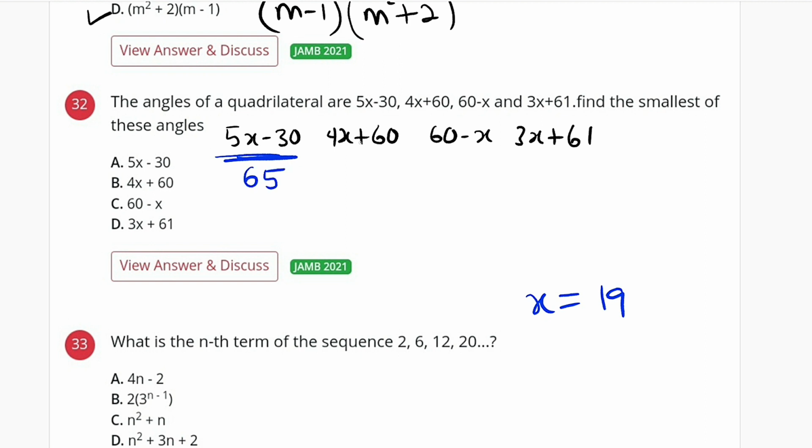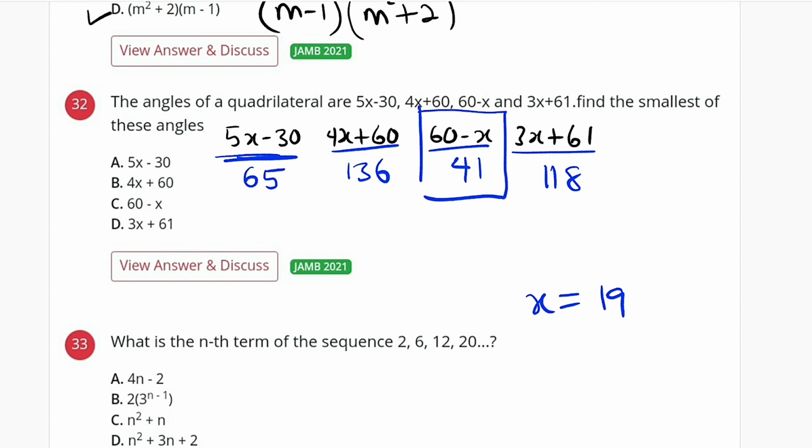The second one, we have 4 times 19, then plus 60. That will give us 136. Moving on here, we have 60 minus 19. That will give us 41. And lastly, we have 3 times 19 plus 61. That will give us 118. So what is the smallest here? The smallest here is 41 degrees, which is 60 minus x. Option C.